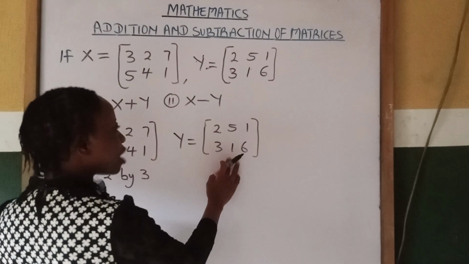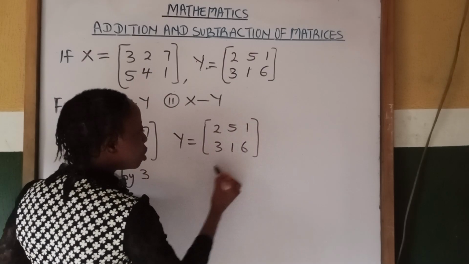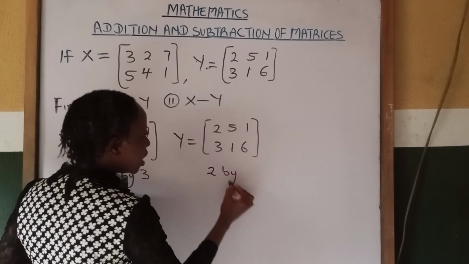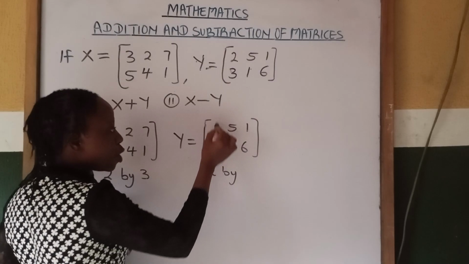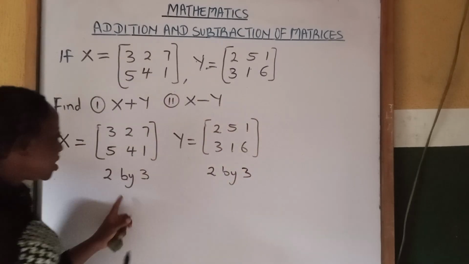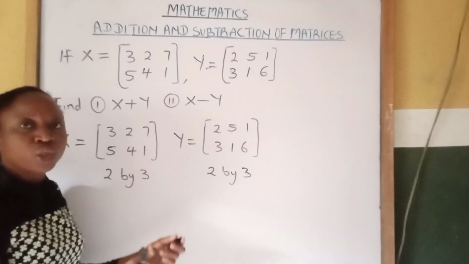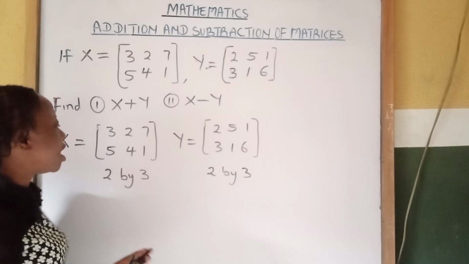Let's look at the second one. How many rows do we have? 1, 2. So 2 by, then how many columns? 1, 2, 3. So it is a 2 by 3 matrix. We can only add a 2 by 3 and a 2 by 3 matrix together. They are in order, so we can add them together.